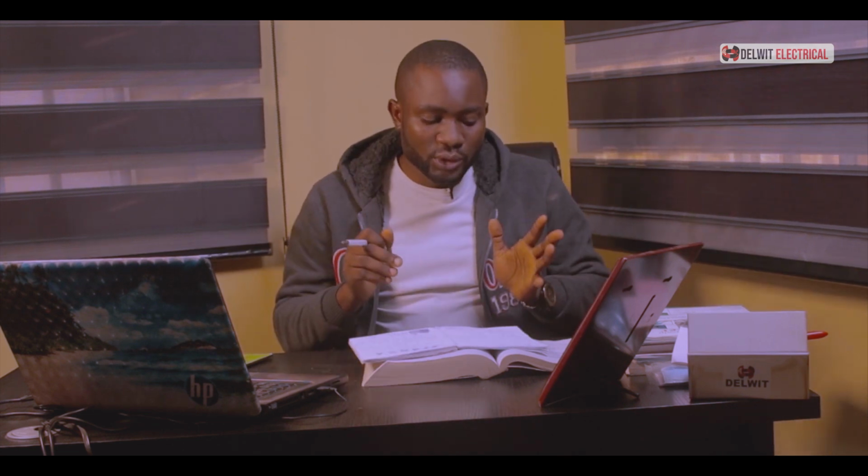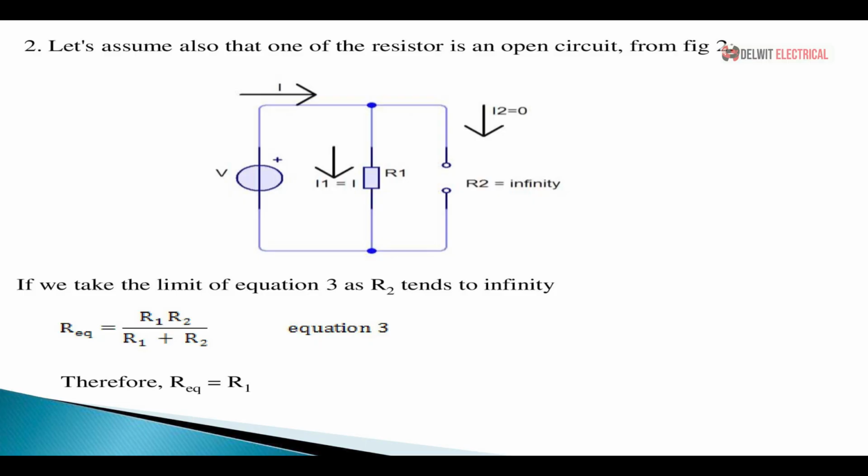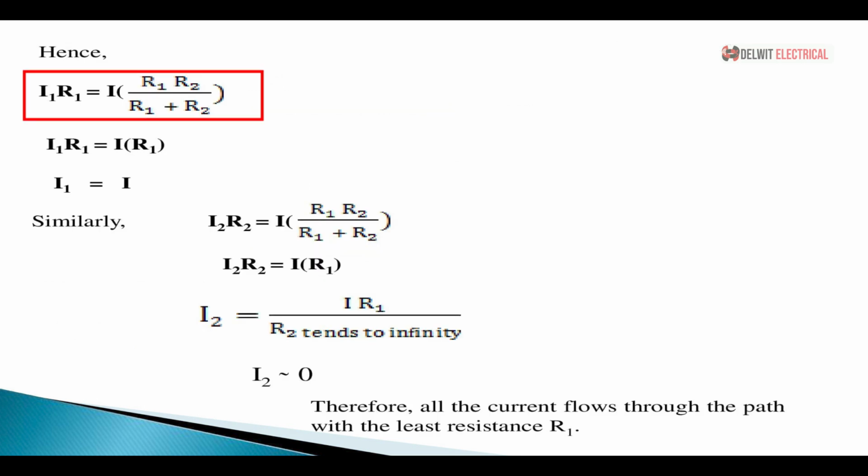So let's assume the second one now. If we assume from this circuit that we have an open circuit on R2, that means R2 tends to infinity. So if we take the limit of equation 3 as R2 tends to infinity, we now have our R equivalent equal to R1 because there is no R2. R2 is to infinity. So from equation 4 now, we can have I1 R1 is equal to I in bracket R1 R2 over R1 plus R2.